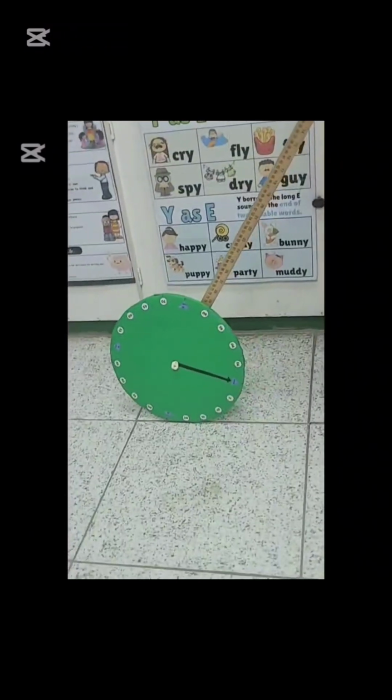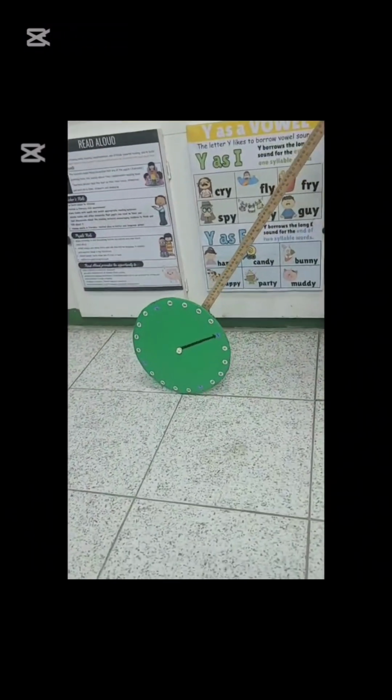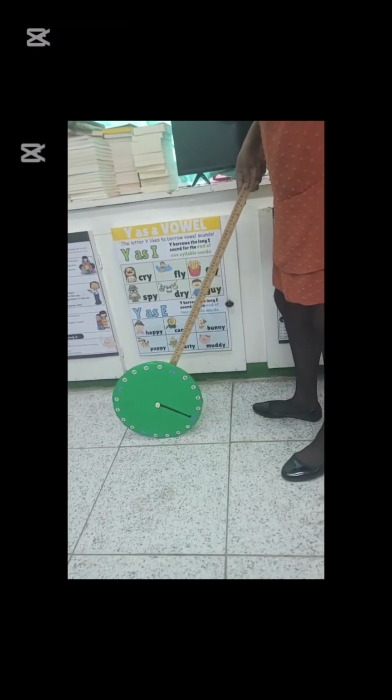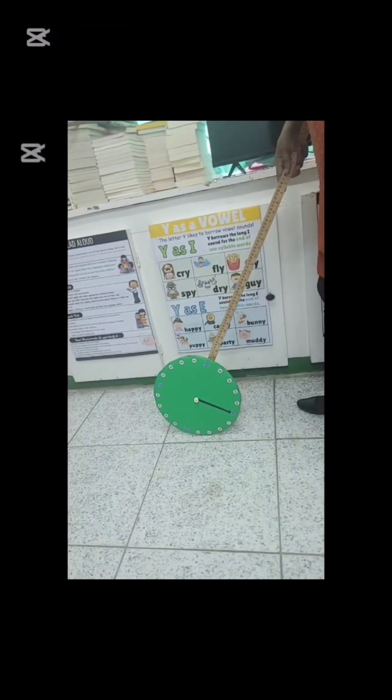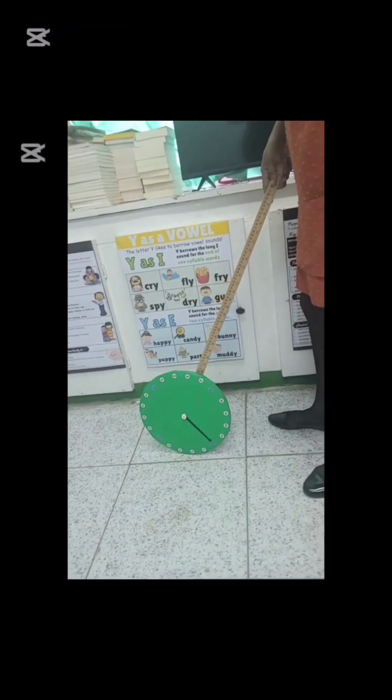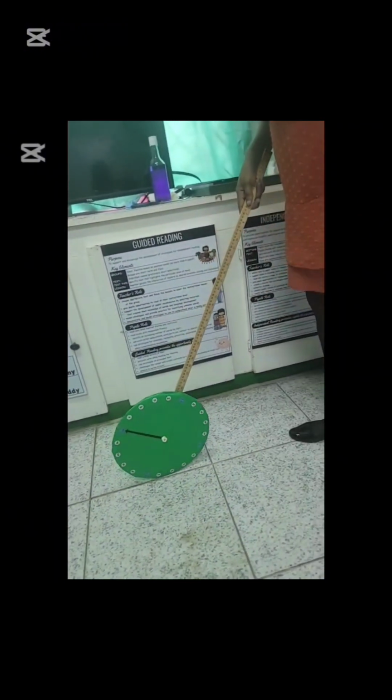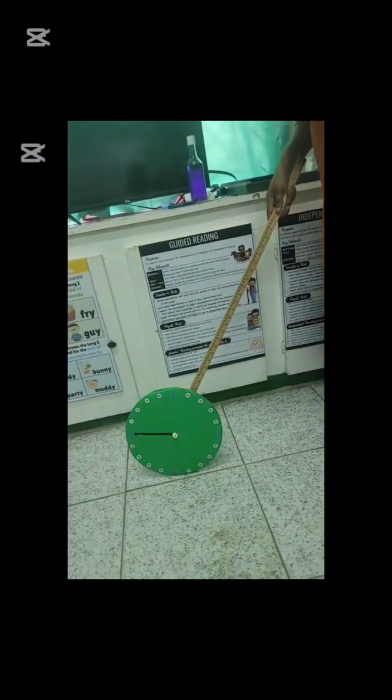Hi everyone, so today we'll be looking at the throttle wheel. Now the purpose of the throttle wheel is to measure distances, especially long or irregular ones that are difficult to measure with a regular ruler or tape measure. It works by rolling the wheel along the ground. Each full rotation typically equals 1 meter, and a clicking sound is made with every turn to help count the distance.